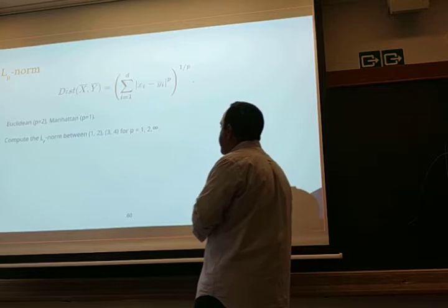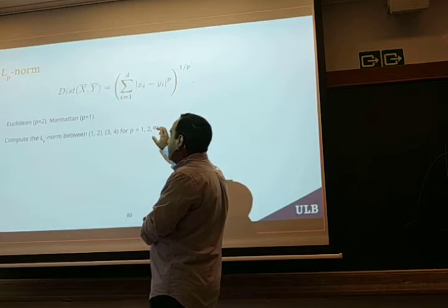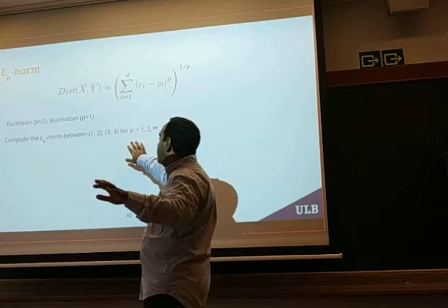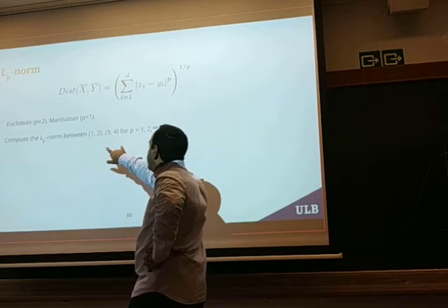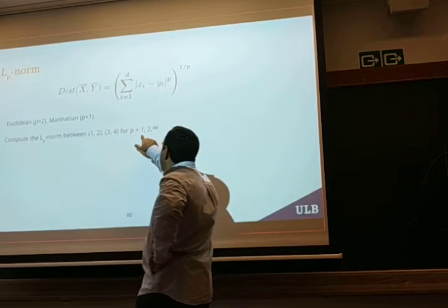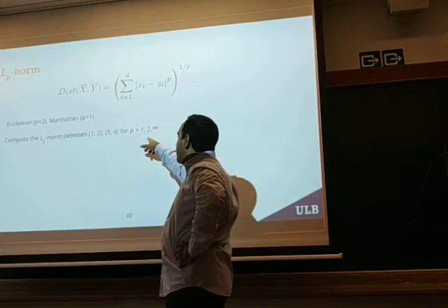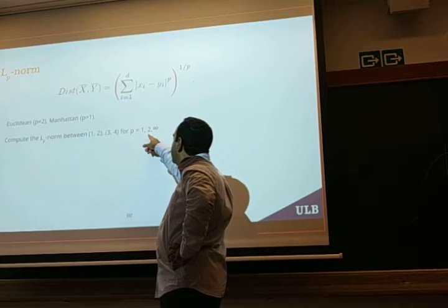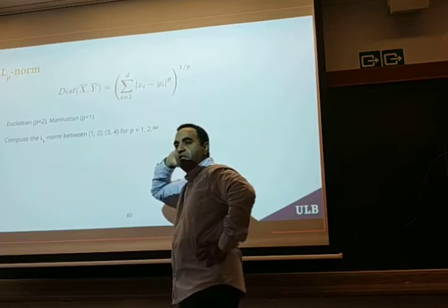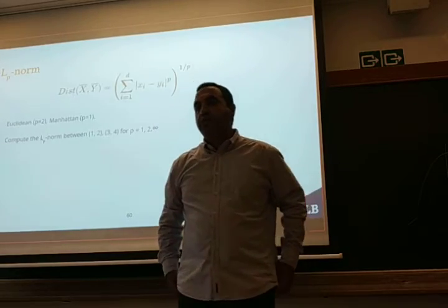And we have a special case for p is infinite. So let's try now, please do it. Compute the LP norm between these two vectors. Taking p as equal 1, and then another exercise p equal 2, and another exercise p infinite. Please try to do it.